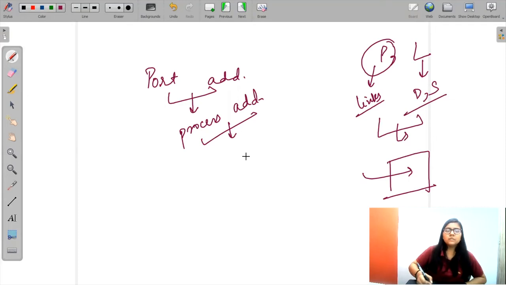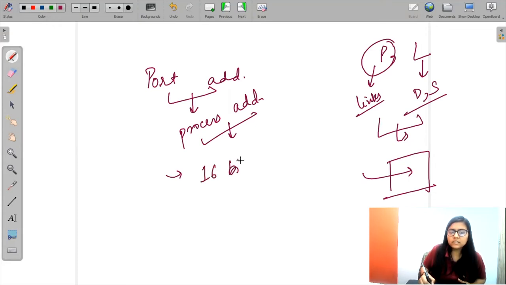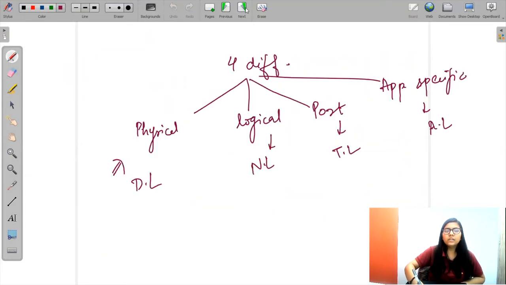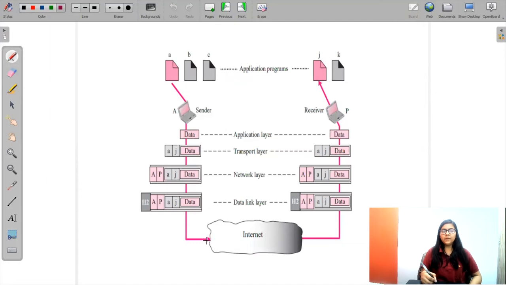at which the data is to be transferred. The port address basically signifies that you have to reach that particular process. The size of port addresses is 16 bits. We can understand this through an example also. You can see this example.